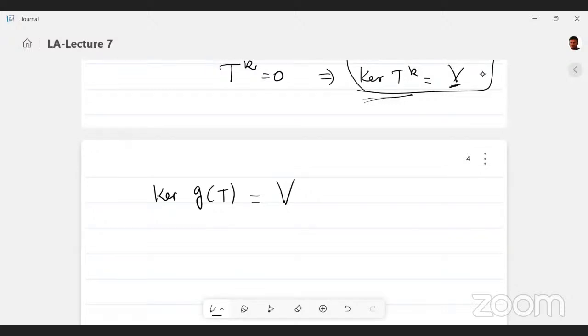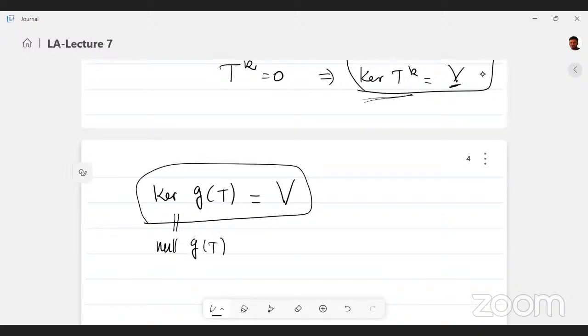Null space is 0. No, this is the null space. Kernel means for me null space. If you want to use that, you can use null of. Then g of T has to be a multiple of the characteristic polynomial or minimal polynomial. See, so far I haven't introduced what is minimal polynomial or characteristic polynomial. From this you can simply say g of T must be 0. That's all you can say.